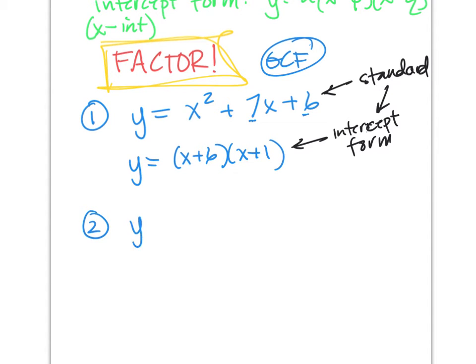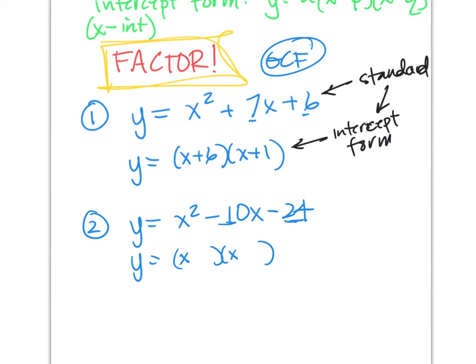Number 2, let's say y is equal to x squared minus 10x minus 24. What multiplies to get a negative 24 and combined can give you a negative 10, adding or subtracting those numbers? What are we going to have when we factor? We have binomials, an x and an x.